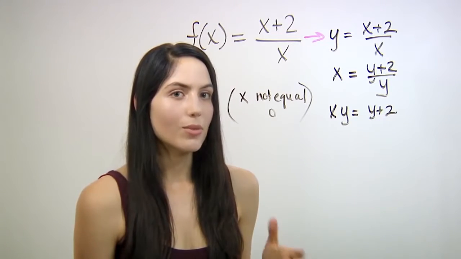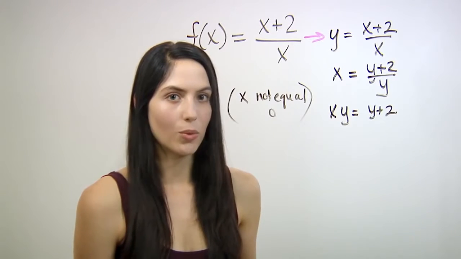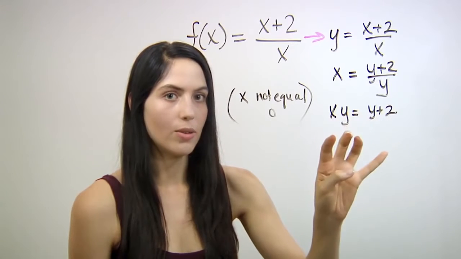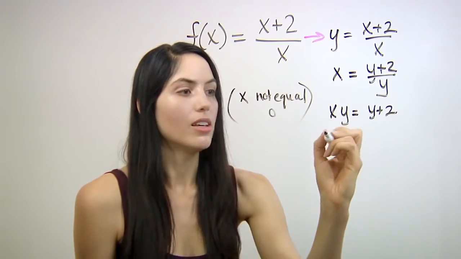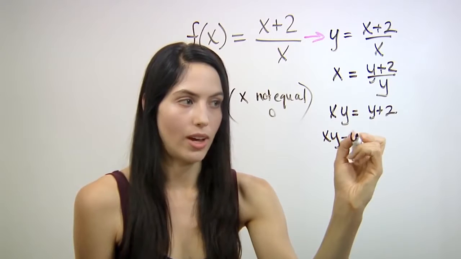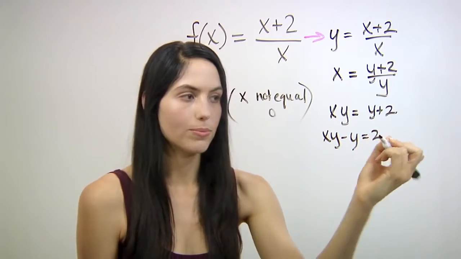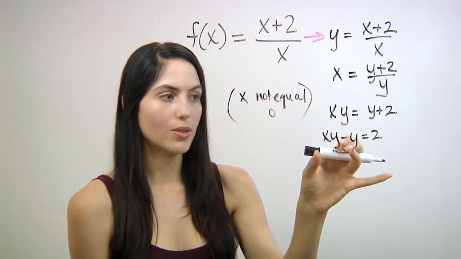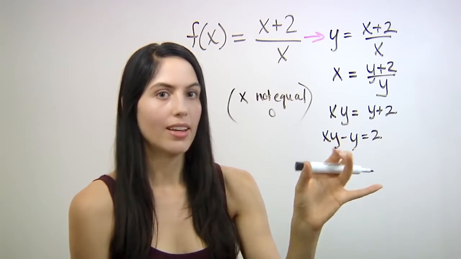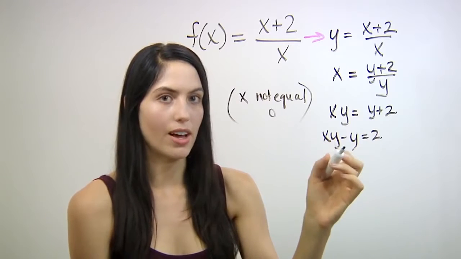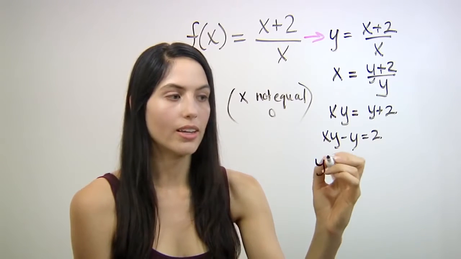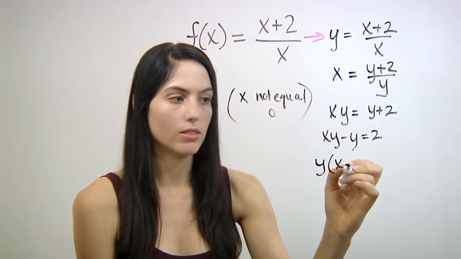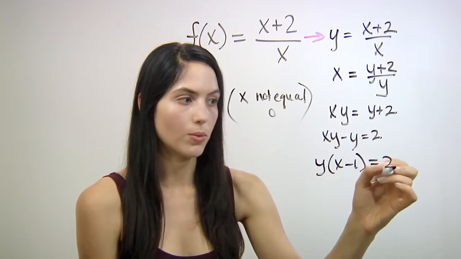Then, if you want to get y alone, you'll need to have all your y's on one side. So why don't we just bring this y over to the left by subtracting it from both sides. So you get xy minus y equals just 2. Now, to solve for y, you only want y to appear once on the left side. So the best way to do that is to factor out a y. So you'd have y parentheses, and what's left is x minus 1 equals 2.